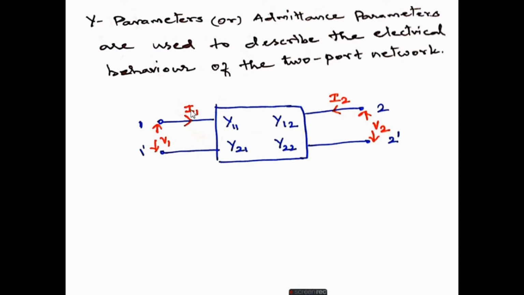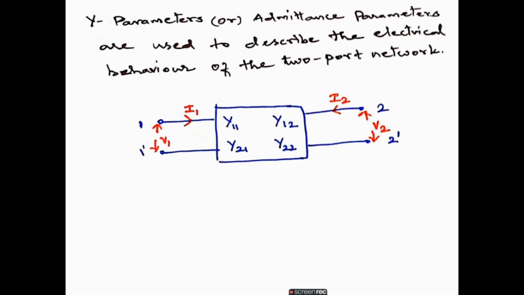V1 and I1 are the variables of the input port, and V2, I2 are variables of the output port, and these Y11, Y12, Y21 and Y22 are called Y parameters or admittance parameters. So our aim is to find these parameters using a general expression in terms of current.